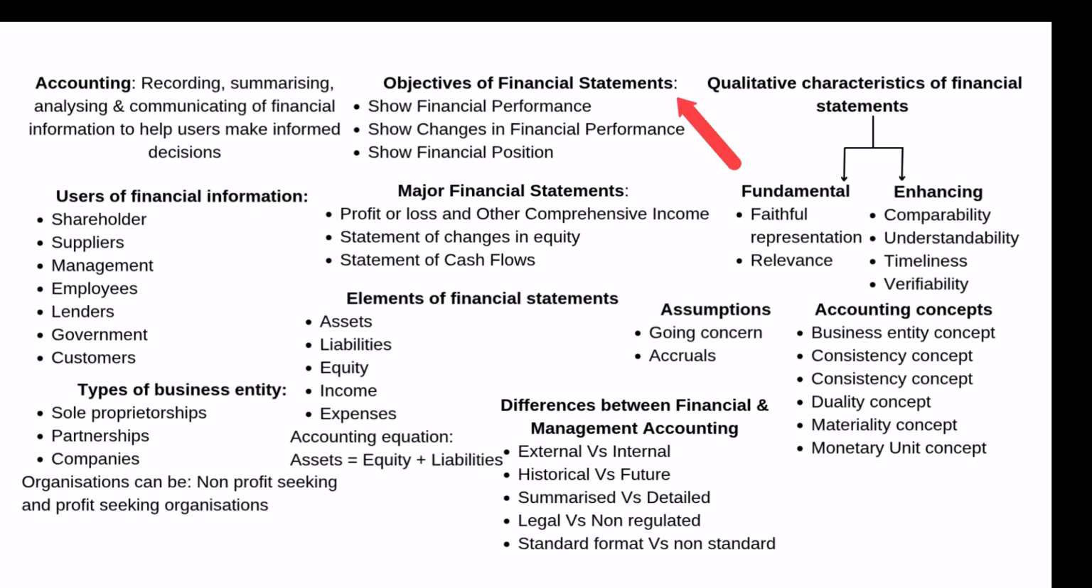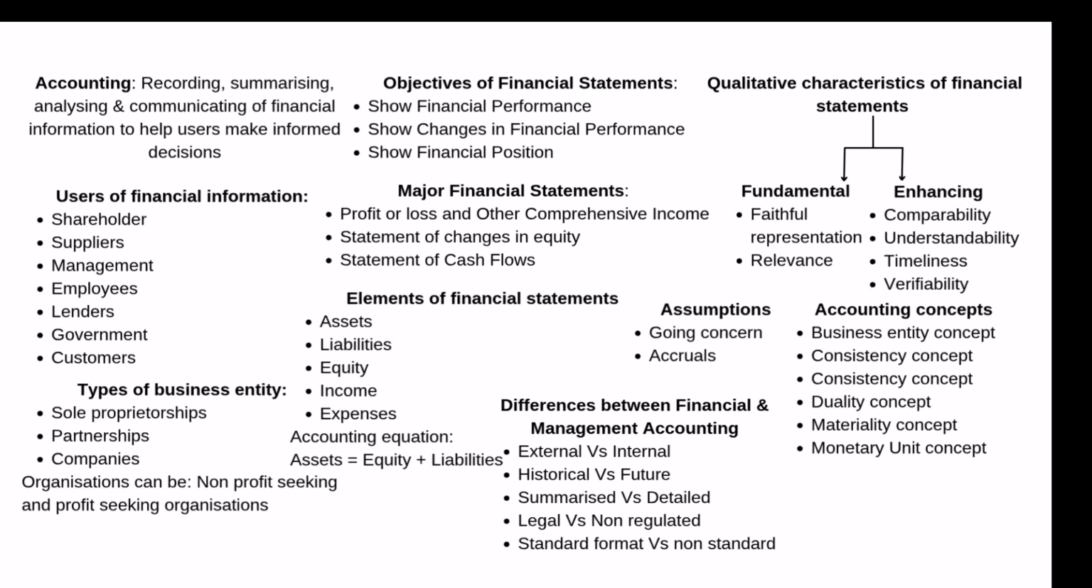When preparing financial statements, there are several objectives, but the key ones are that financial information aims to show the financial performance of a business, it aims to show the changes in financial performance, and it aims to show the financial position of the business. In that regard, a company organization is likely to prepare a statement of profit or loss and other comprehensive income, a statement of changes in equity, a statement of cash flows, and, I did not include this one, a statement of financial position. By the time you are done doing this course, you must know how to prepare each and every one of those.